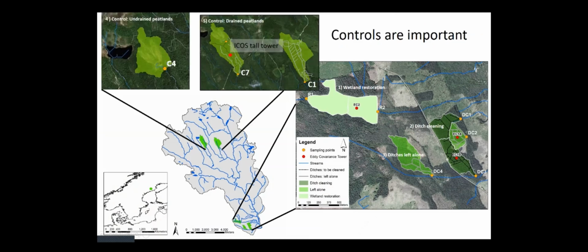But as we know, controls are important, and we need to control for the effect of these treatments. So we have chosen sub-catchments within the Krycklan catchment to use as controls. We have undrained peatlands as well as drained peatlands. All of these are instrumented with weirs to measure water flow. They have eddy covariance towers and lots more that we'll see in the field trip later.